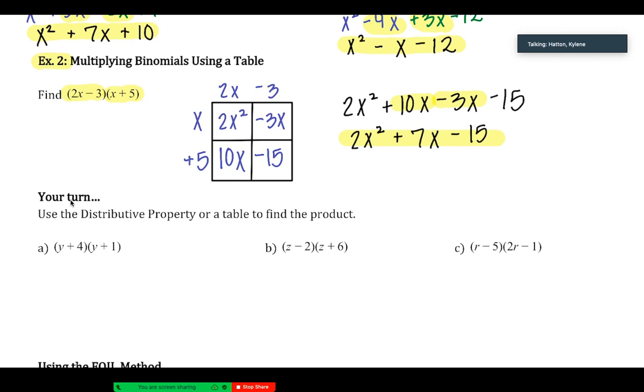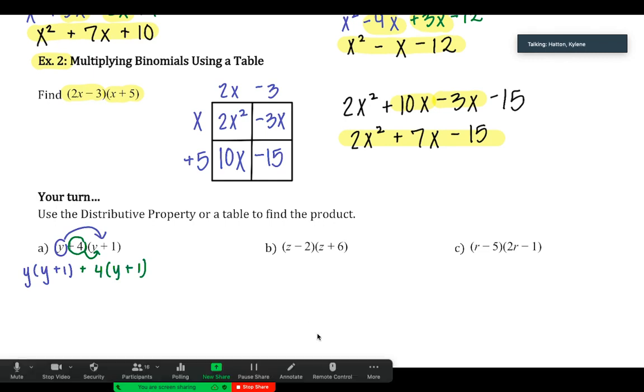So I'm going to use the distributive method here. I'm going to take that first term in the first parentheses, y, and distribute it to the second parentheses. So y times y plus 1. And then I need to take that second term in the first parentheses, positive 4, and distribute it to the second parentheses. So plus 4 times y plus 1.